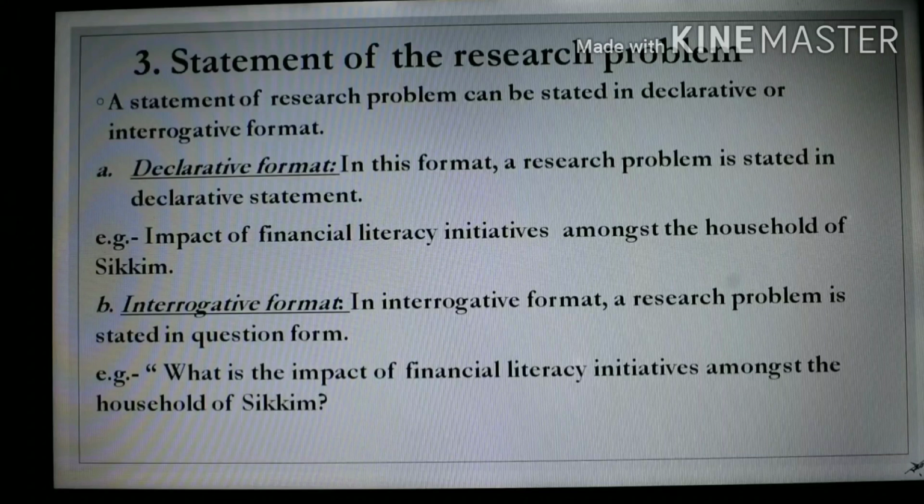The second one is the interrogative format. In interrogative format, a research problem is stated in question form. What is the impact of financial literacy initiatives among the households of Sikkim?